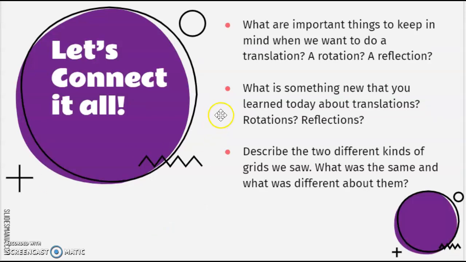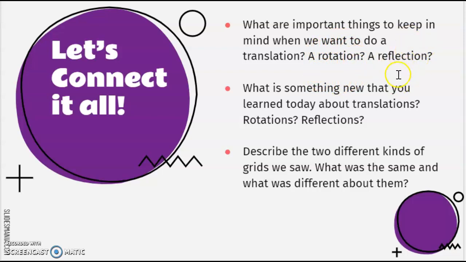So, wrapping this up, what are important things to keep in mind when we want to do a translation, a rotation, and a reflection? So remember, translation is a slide. We are sliding from one part to another. A rotation is when we're turning clockwise, like the mouse is moving, turning clockwise. And a reflection, think about a mirror.